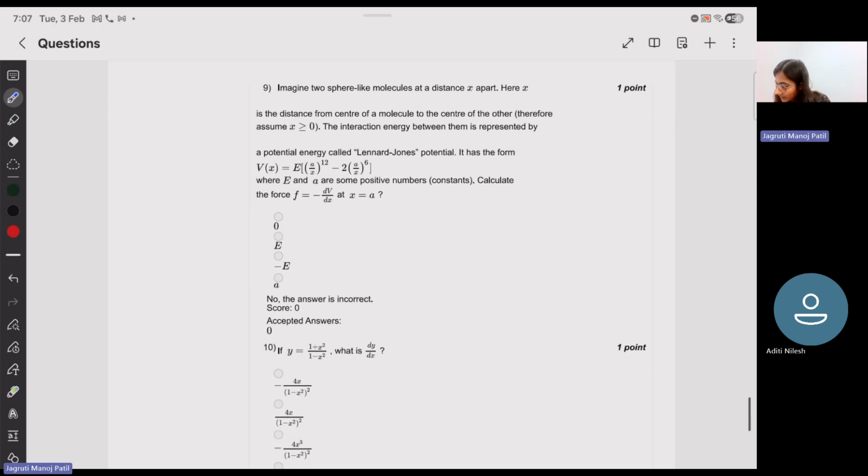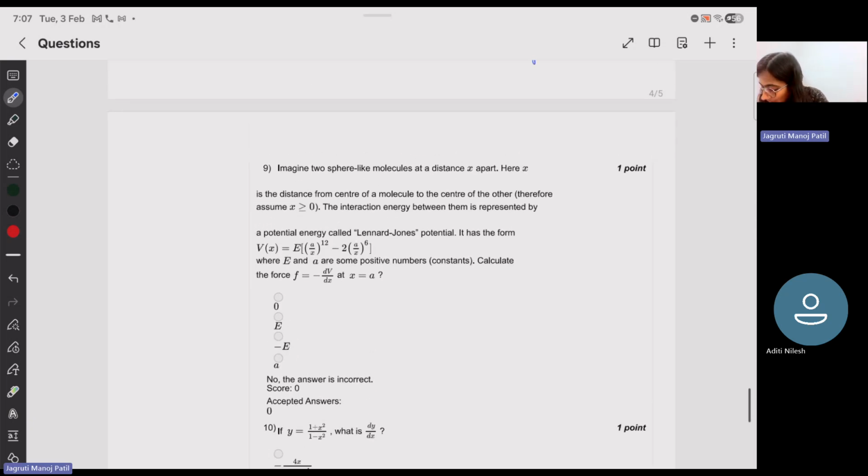Then this one. Okay, that's a big question. Imagine two spheres like molecules at a distance x apart. Okay, let's make it so that we can visualize it. So we have these two spheres like molecules and they have a distance x apart. They said that here x is the distance from the center of the molecule to the center of the other, therefore assume x as positive. So x is nothing but from this point to this point.